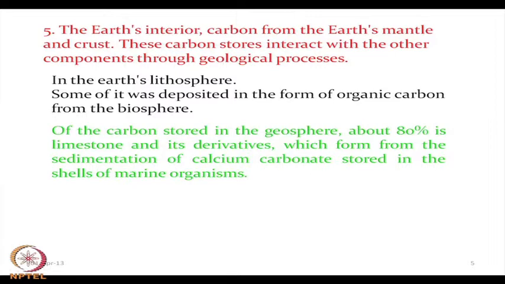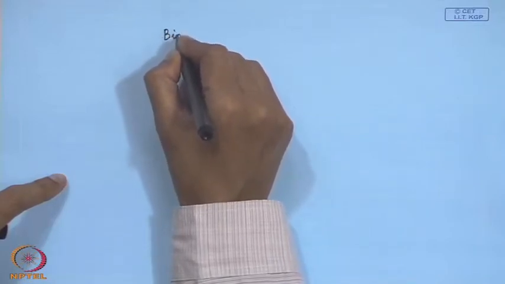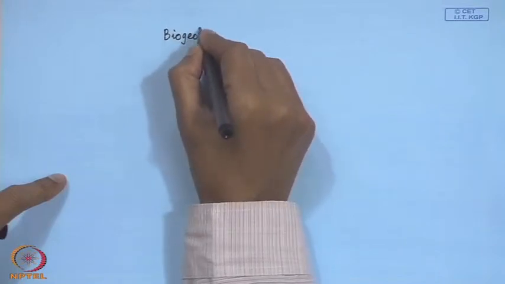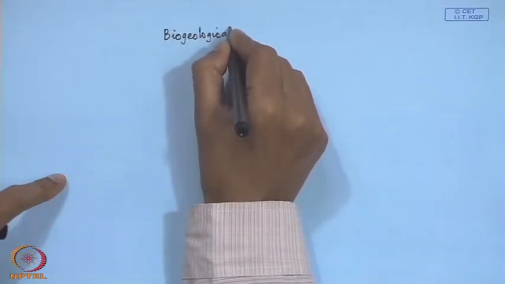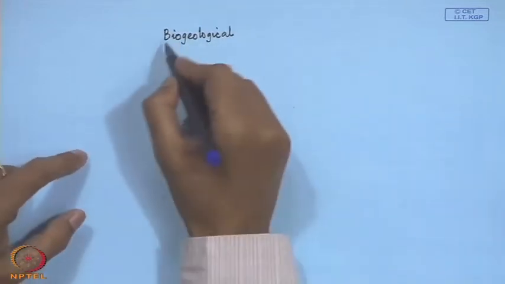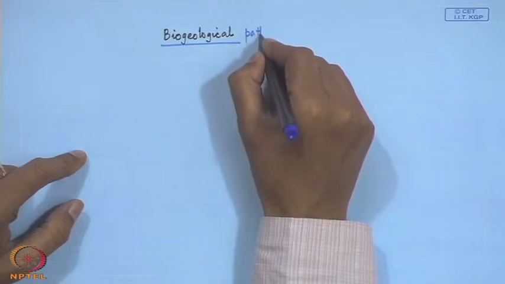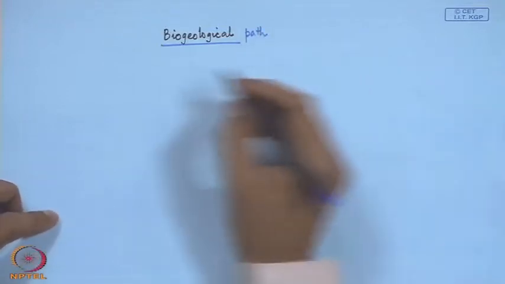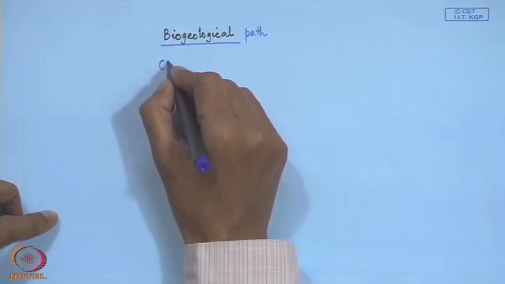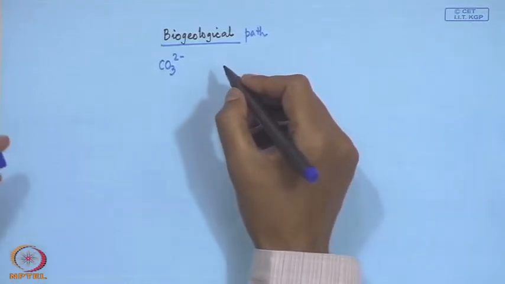So, if we consider these two cycles together, the biological cycle and the geological cycle, this biogeological cycle, we are setting apart the chemical part. This biogeological path is responsible for the fixation of the different carbon material as carbonates.